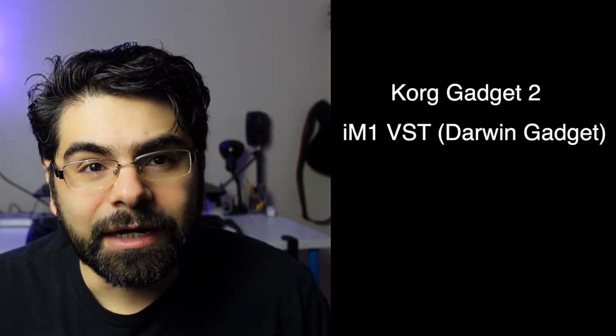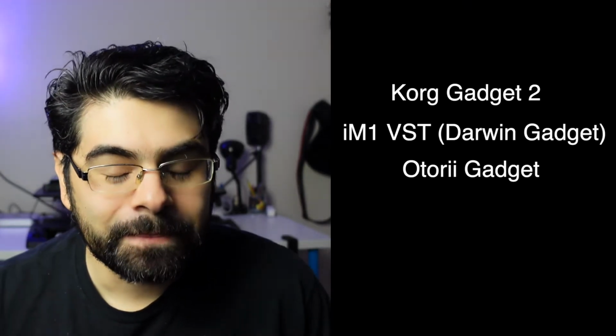Alright, so if you want to follow this tutorial as precisely as possible, you will need a copy of Chord Gadget 2. This will be your main DAW. You're gonna need the Chord IM1 VST, which is in the Chord Gadget 2 app. It's called the Darwin Gadget. And you will need the Chord Autori Gadget for drums. These are available on iOS, macOS, Windows. That said, you can replace any of these instruments with different ones that you prefer that sound similar. And of course, you can also use whatever DAW you are comfortable using.